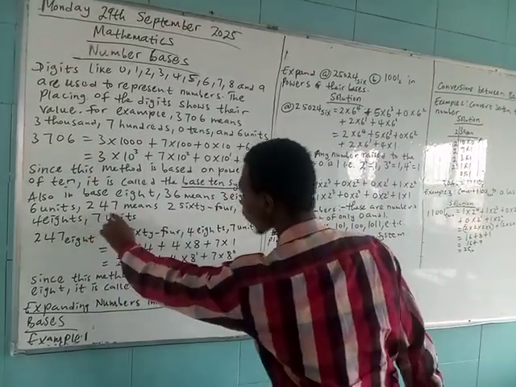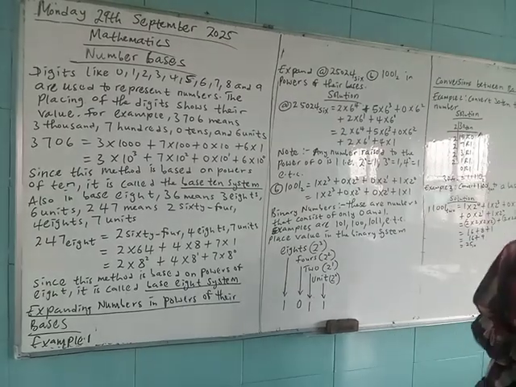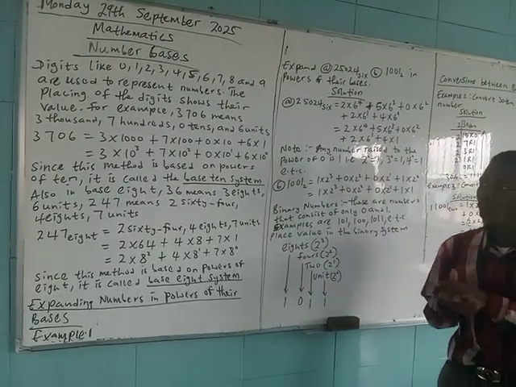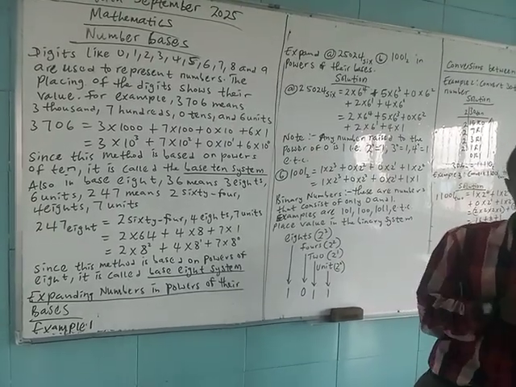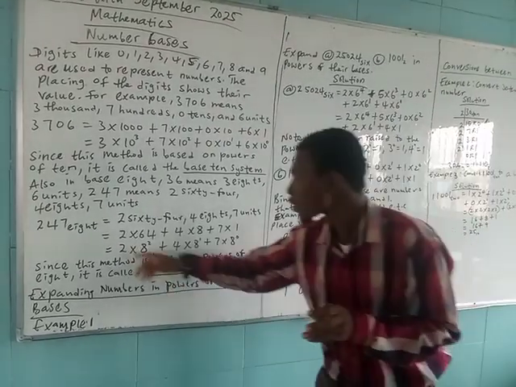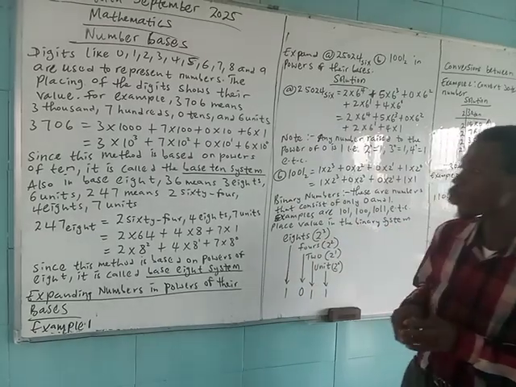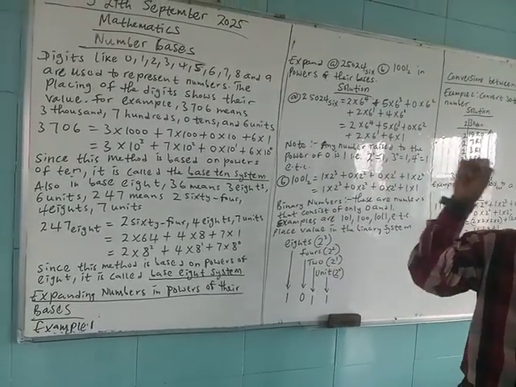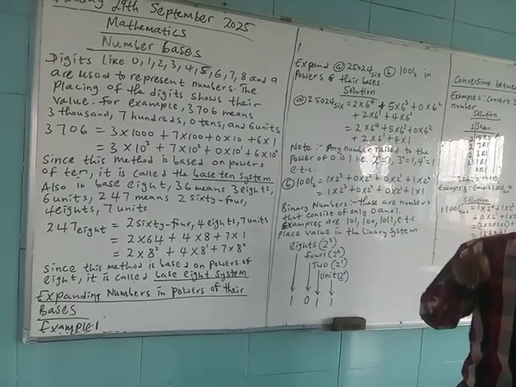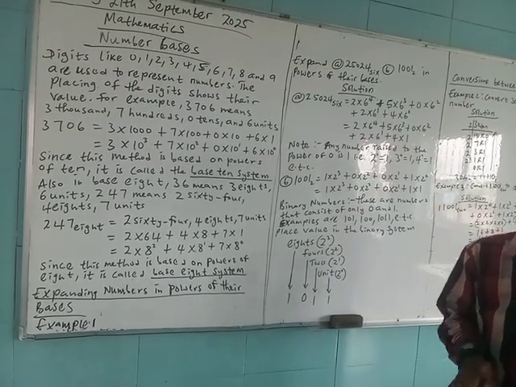Then 264 in base 8 means 2 sixty-fours, 4 eighths, and 7 units. That is how to expand it. Now let me explain why it is 64. It is because we have 8 squared, and 8 squared is 8 times 8, which is 64.